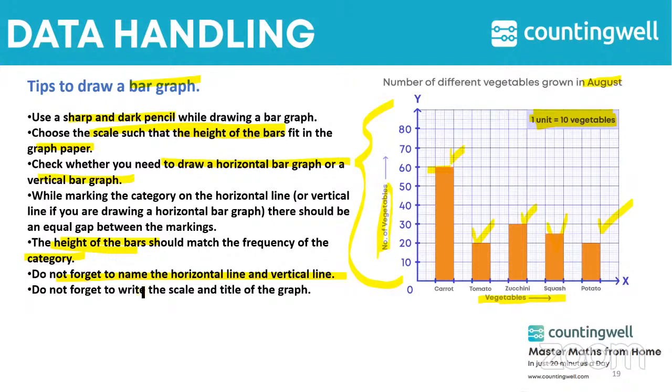Also, you should not forget to write the scale and title of the graph. The title of the graph is number of vegetables grown in the month of August. The scale shows 1 unit equals 10 vegetables.